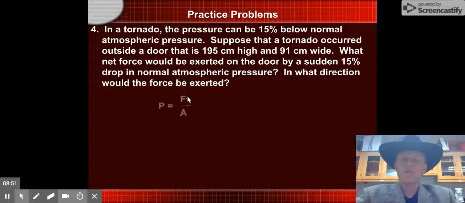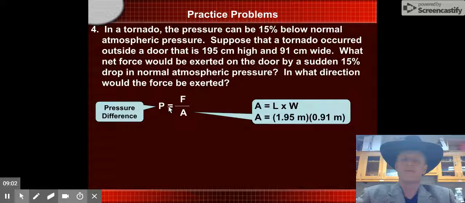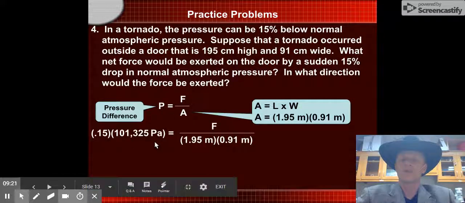So let's work the problem first. Our pressure formula, this P really is the pressure difference. And the area, of course, is 1.95 times 0.91. Watch those unit conversions. But this is the pressure difference. If we have 100,000 outside and it drops 15%, we only have 85,000 outside. And we have 100,000 inside, the difference is going to be 15,000. So standard atmospheric pressure at a 15% drop is going to provide the pressure. So it's 0.15 times that standard atmospheric pressure times that area gives you the force.